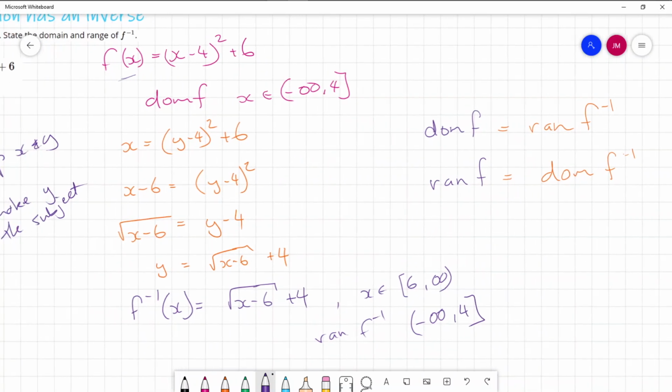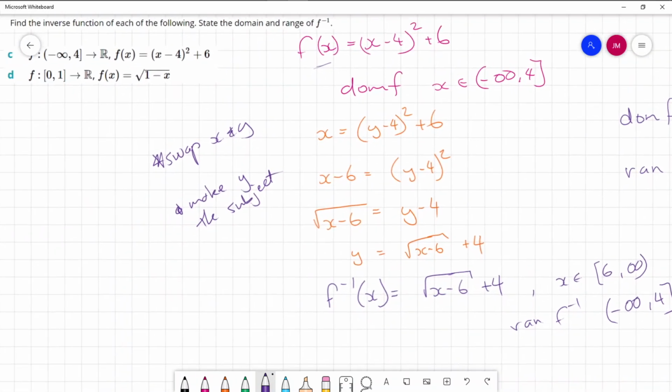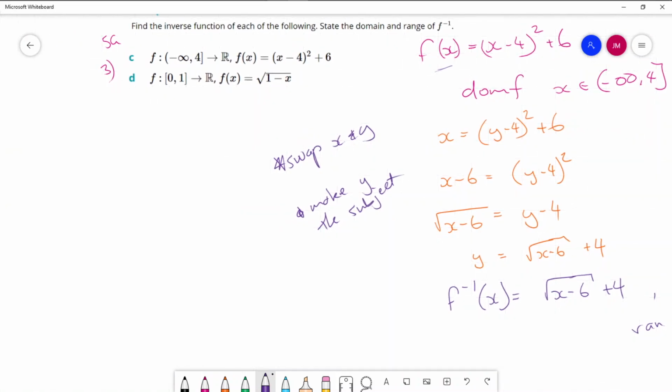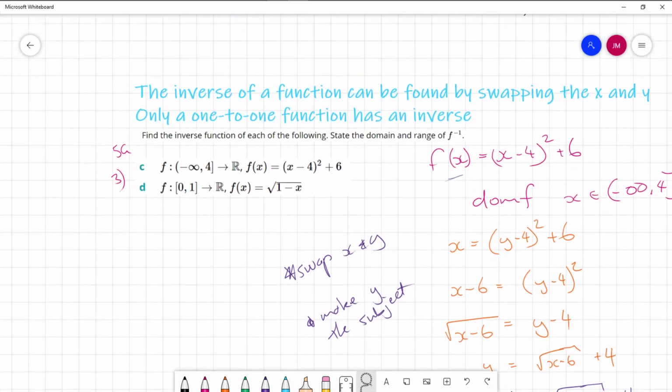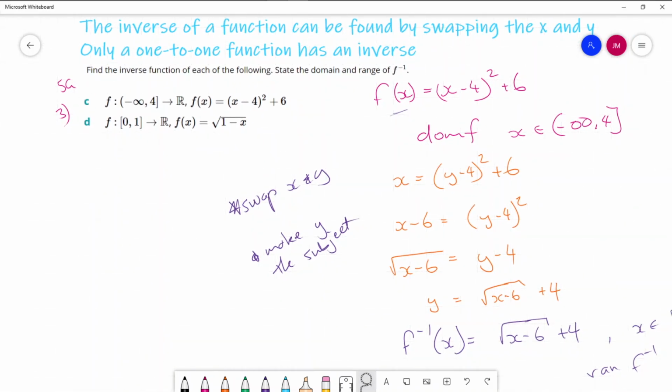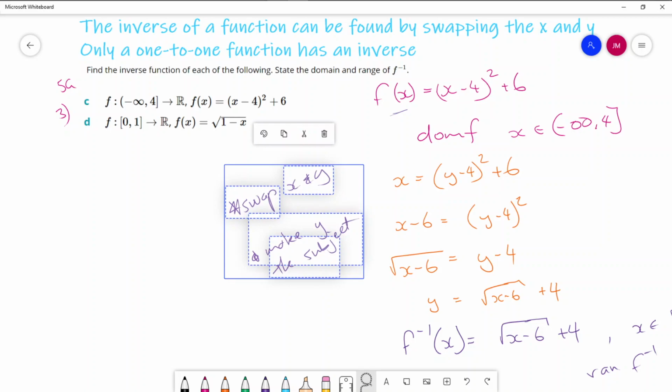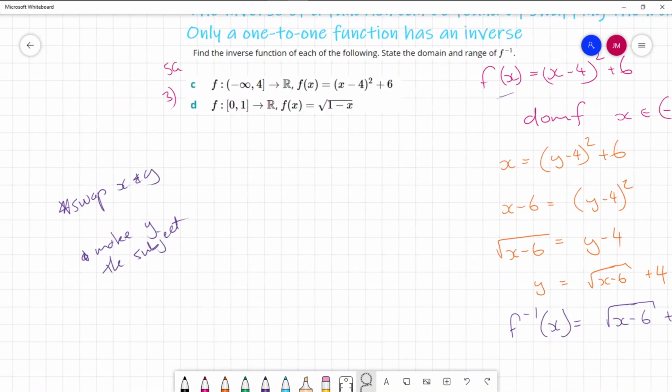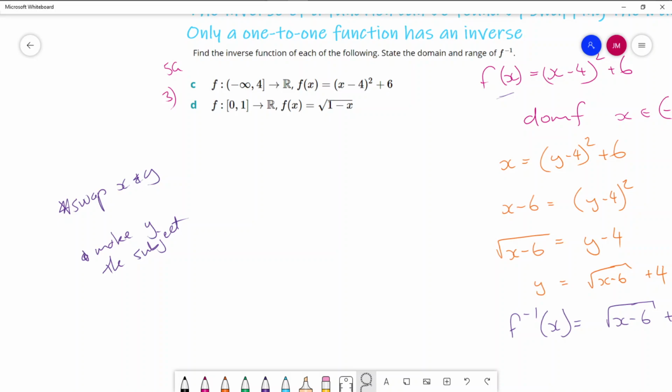Okay, let's do one more example together. This one's not as nice originally. We've got here, now we're starting with a root graph. So let's take these instructions here, and we're going to use these again. So we're going to swap our x and y first. So let's look at our function. We've got domain of f is 0 to 1. So I know my range of my inverse is going to be 0 to 1.